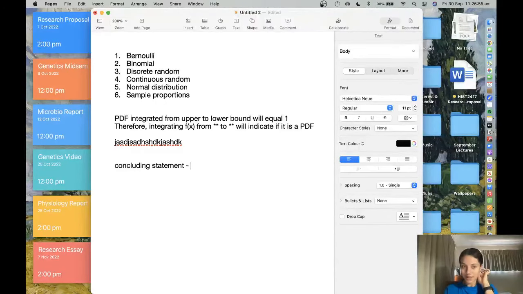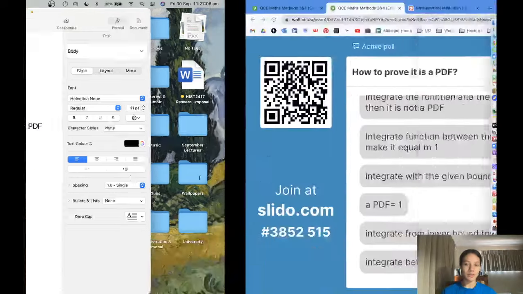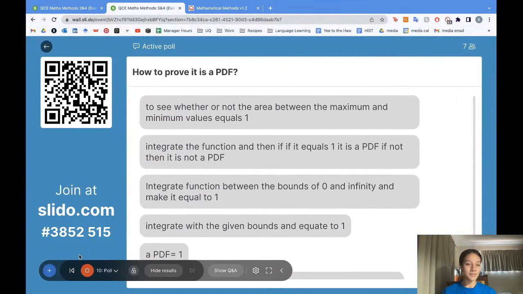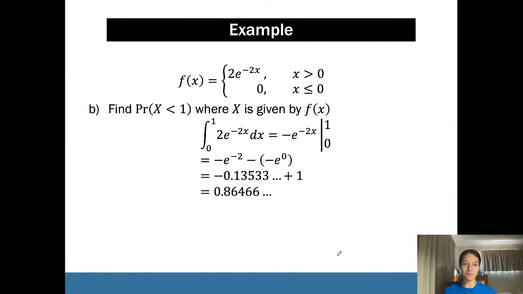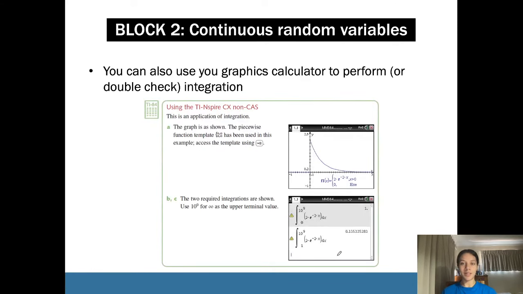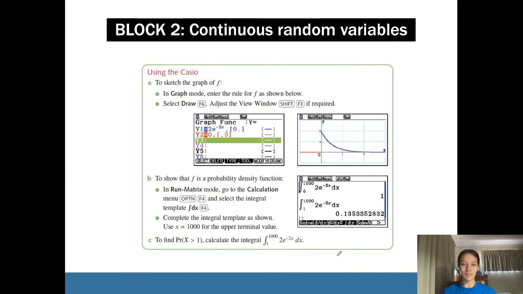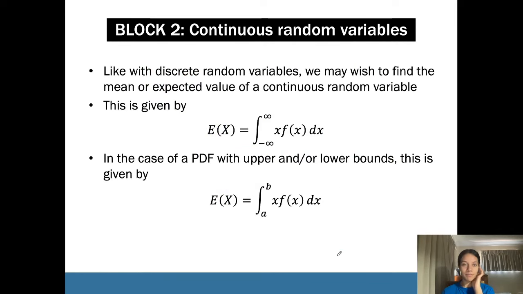Nothing crazy, you don't want to start writing an English essay, but just saying, therefore, it's a PDF because the integral is equal to 1. That's just an idea of how you want to keep the information clear and flowing, and make sure that everything is there. Alright, thanks again guys for your responses. Again, you'd test this. Yes, it is a probability density function. And again, you can use a graphics calculator to do integration. So here are some examples of how you would use that on your respective calculators.